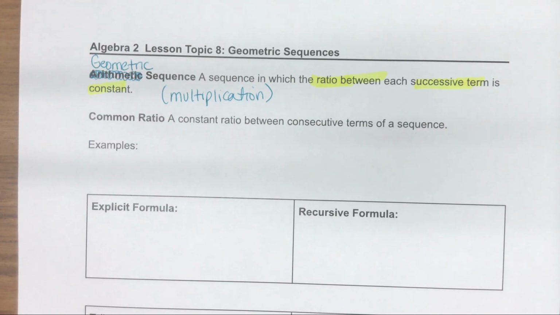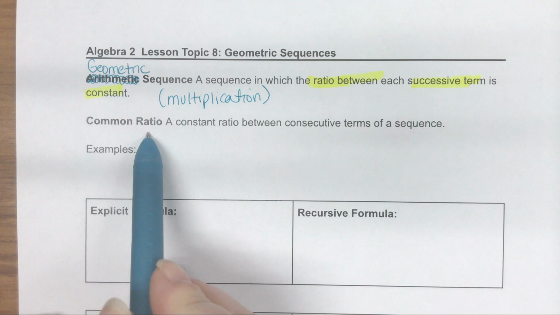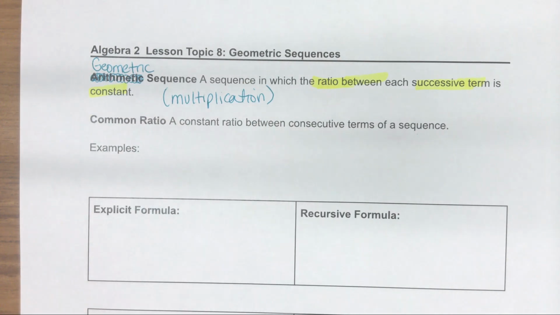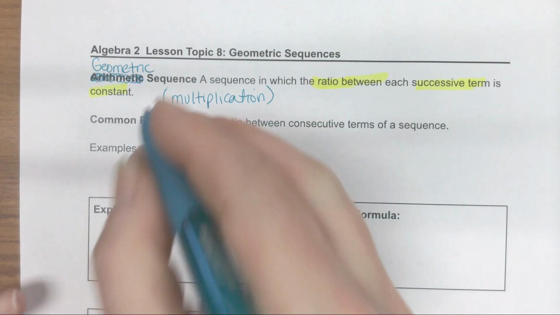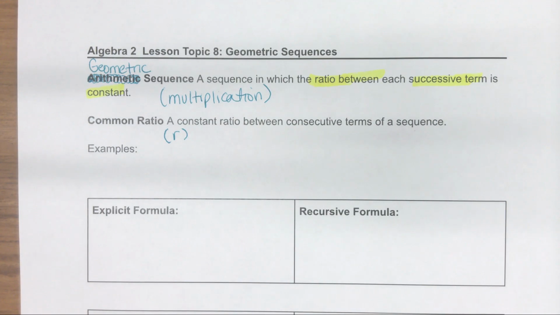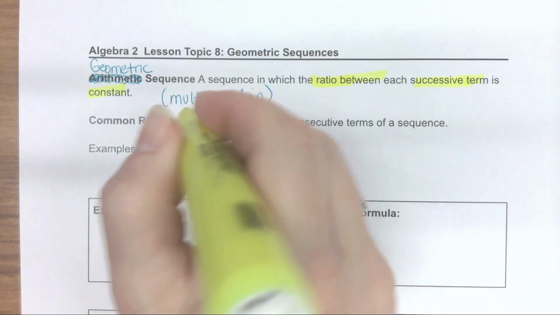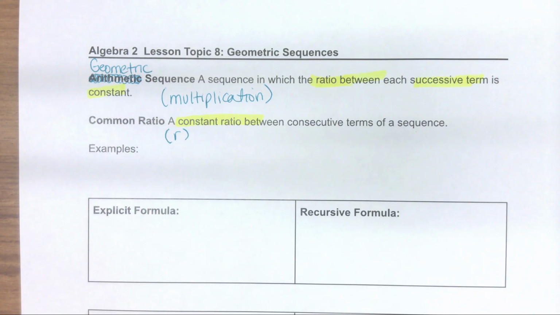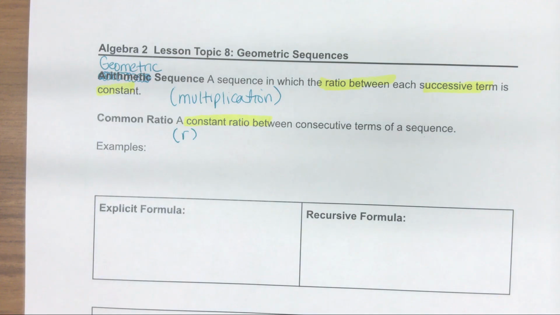So when I refer to the word common ratio, with which we were using D for common difference before, you'll see me use the letter R today for common ratio. It's just that constant ratio that you see separating the terms. Like what are you multiplying by to get the next term? That's what I'm referring to when I'm talking about the constant ratio.